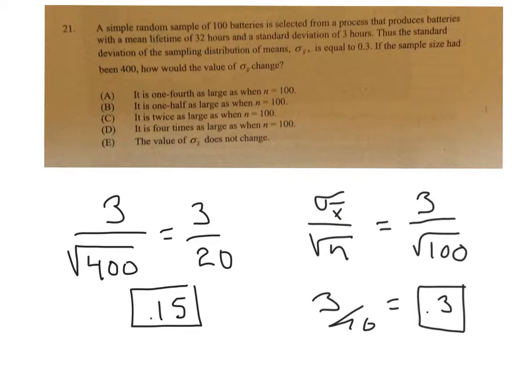Now, how do these two compare? Well, 0.15 is half as big as 0.3, which is choice B. There we go. Let's do the next one.